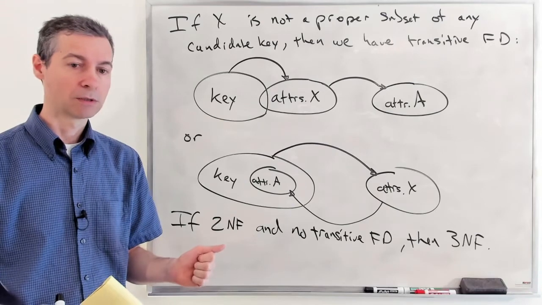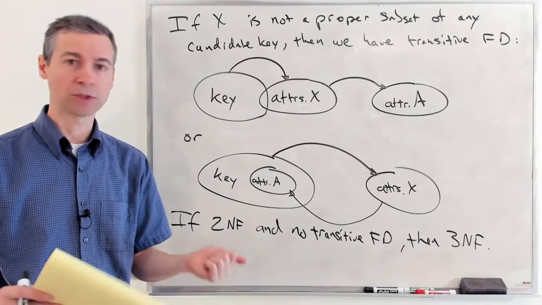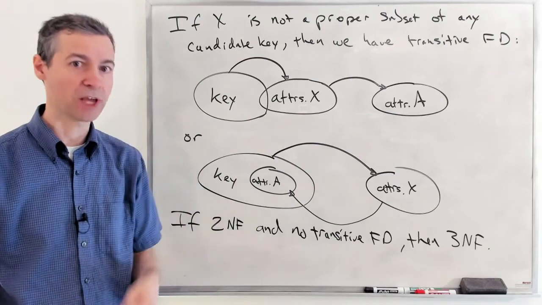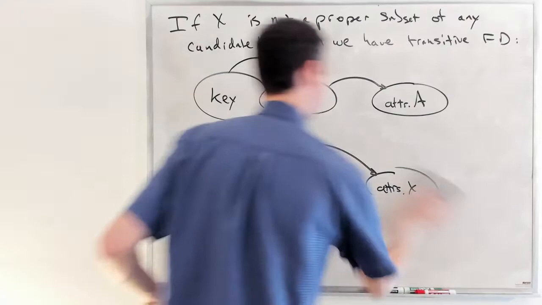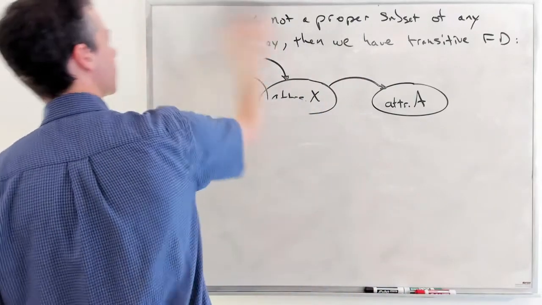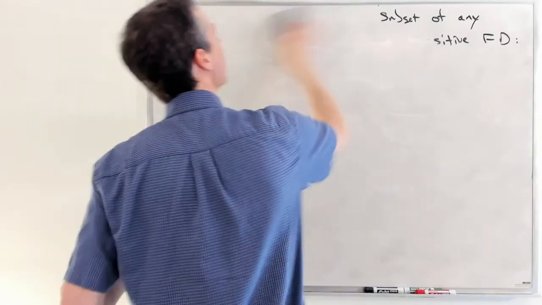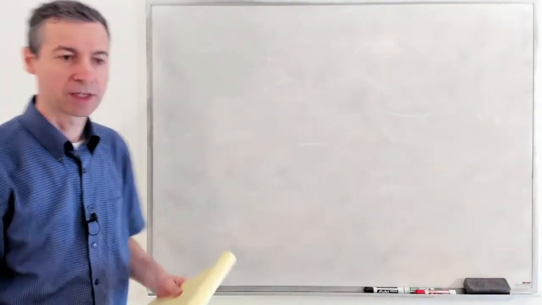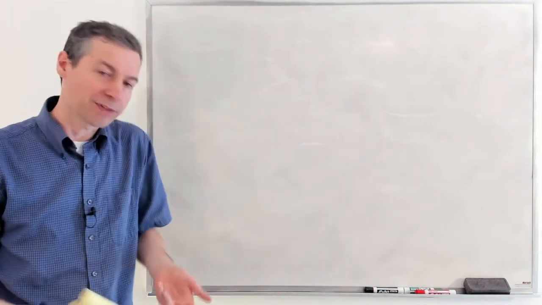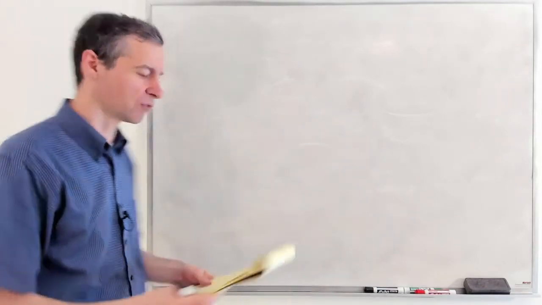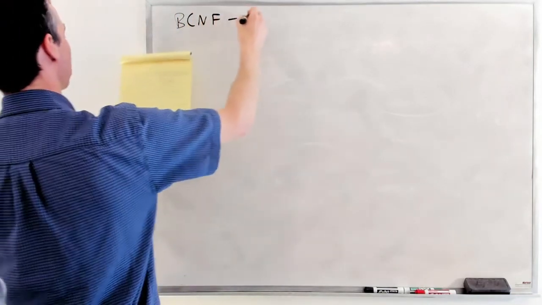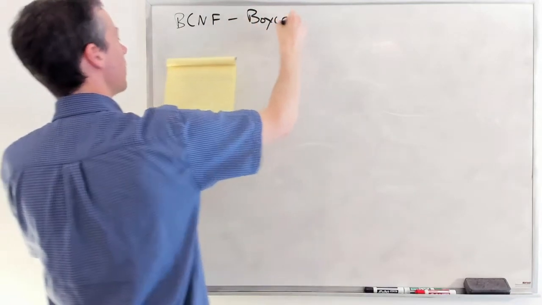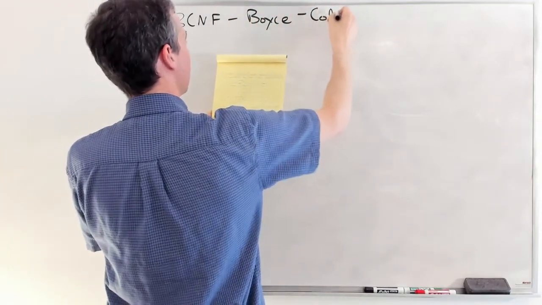That's great. Could I be even better? Could I sign up for a new badge, a new qualification? The answer is yes. The next one up is Boyce-Codd normal form, which they refer to in the book as sort of a refinement of third normal form, which I think is kind of fitting given that they stuck it in between third and fourth. It's kind of like, here's a better version of third normal form. So Boyce-Codd normal form, usually abbreviated BCNF.